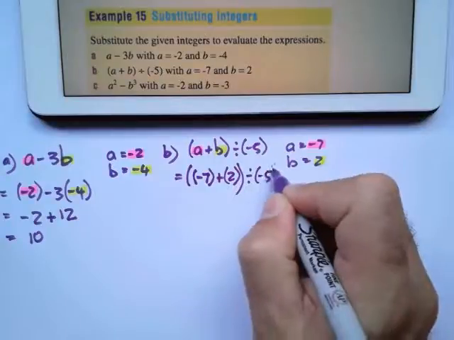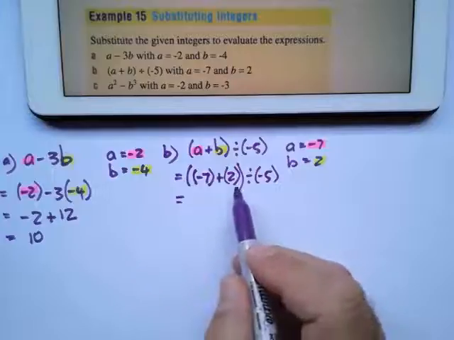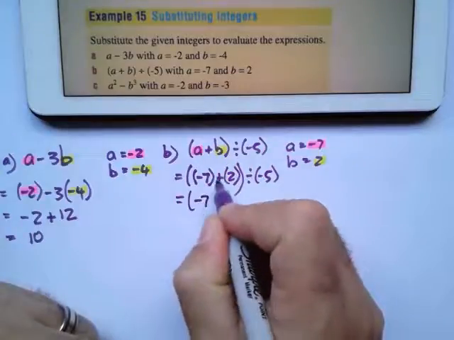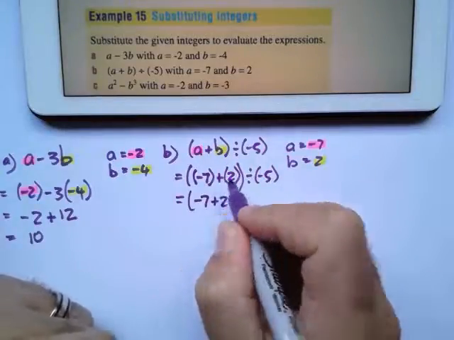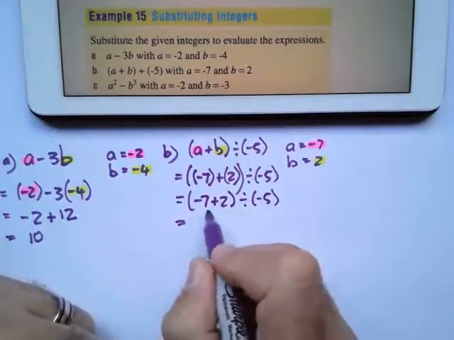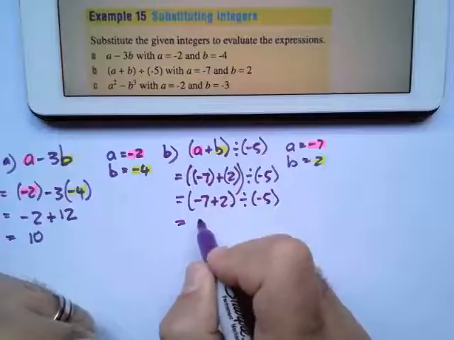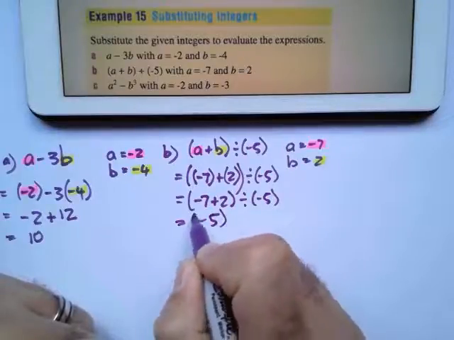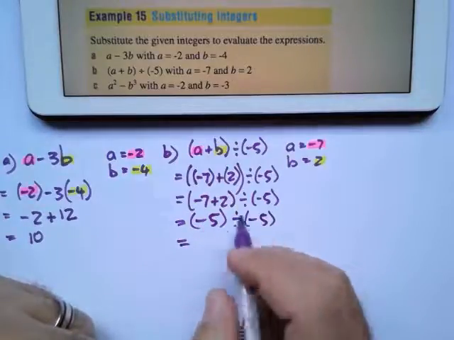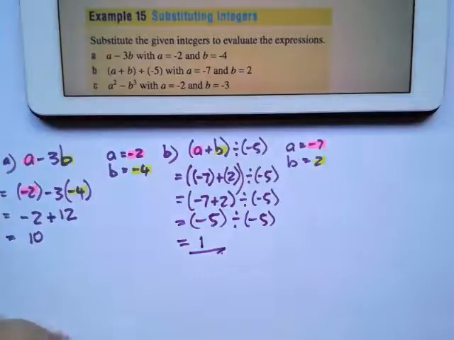Divide by negative 5. Remember BODMAS, I'm going to do brackets first, so I have to solve this first. Now this I can just write as negative 7 plus 2, divided by negative 5. Negative 7 plus 2: I'm at negative 7 degrees and it rises by 2, it will go to negative 5, which will be divided by negative 5. A negative divided by a negative is positive. 5 divided by 5 is 1, and that is your answer.